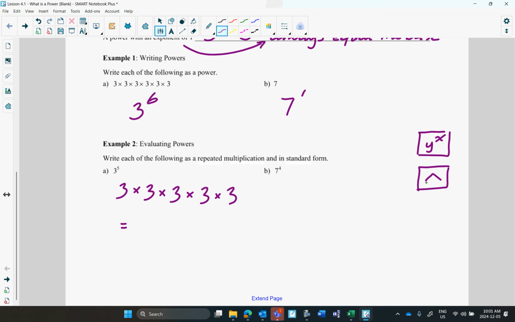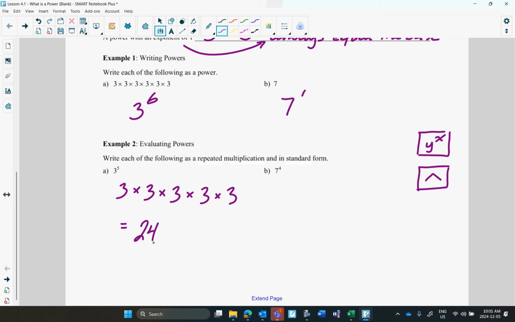I have X to the 2. That's just square. So, oh, this is the one. Yes. And that gives us 243.